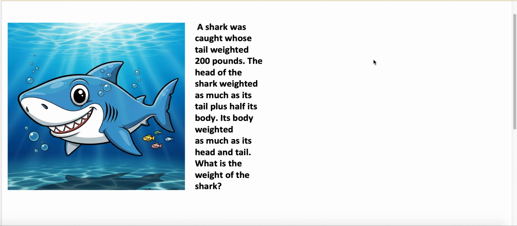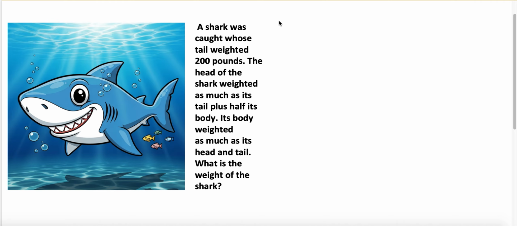A shark was caught whose tail weighed 200 pounds. The head of the shark weighed as much as its tail plus half of its body. Its body weighed as much as its head and tail. What is the weight of the shark?